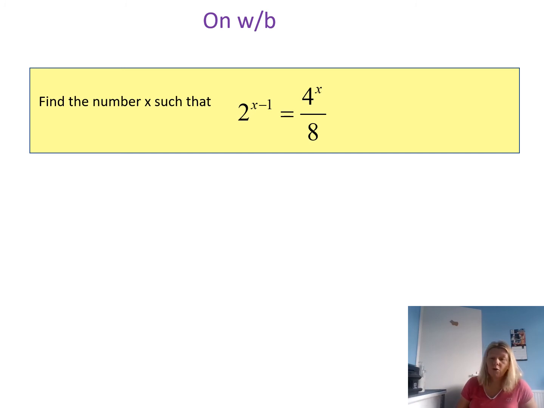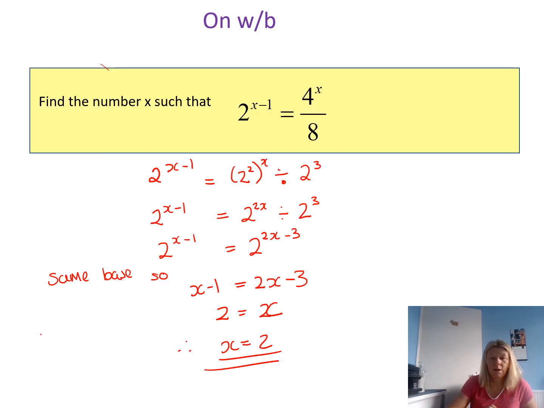So if you've unpaused, here is the answer, x is 2. You need to see a bit of working out, that's one way of doing it.